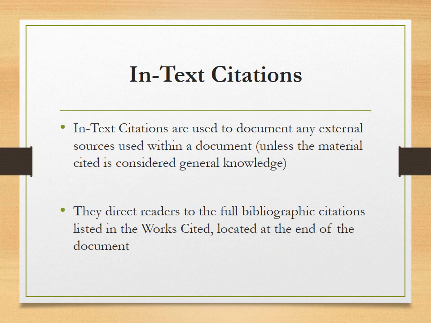In-text citations are used to document any external sources used within a document. Again, unless the material cited is considered general knowledge. They direct readers to the full bibliographic citation listed in the work cited, located at the end of the document. So in a sense, this is a breadcrumb. It's enough of a piece of the citation that your instructor or your reader can go to the work cited, pull up the information and go look it up to make sure it's accurate, because sometimes you do stuff and you're like, no, that's not right, and I'm going to go figure out how this person got this wrong.